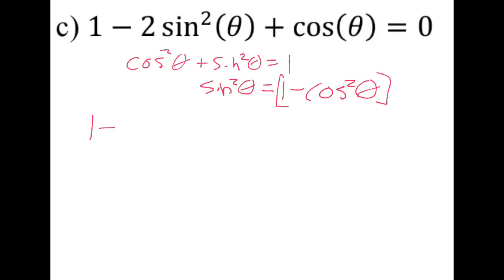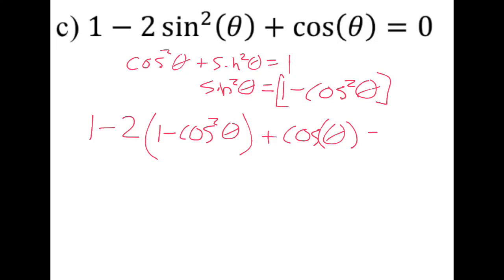So we have 1 minus 2 parentheses, sine squared theta is equivalent to 1 minus cosine squared theta. So we'll need to distribute all of that in. And we still have our plus cosine theta equals 0. So let's go ahead then now and make that distribution.